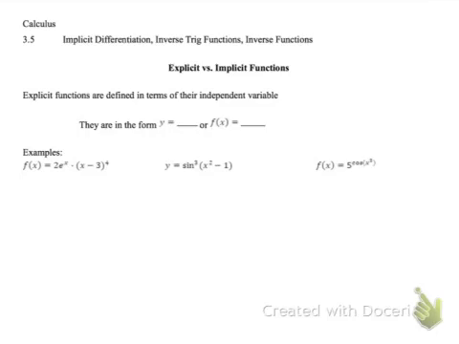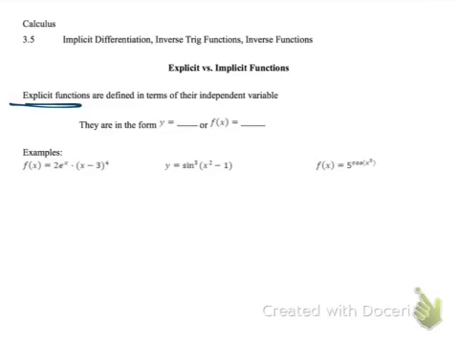Okay, so everything we have done so far have been explicit functions, which just means that they are y equals or f of x equals. So they're all the y is solved for. So all the derivatives we've done so far, we've been finding the derivative of y in terms of x, and they all have been explicitly written as y equals. So here are three examples, f of x equals, y equals, and f of x equals.